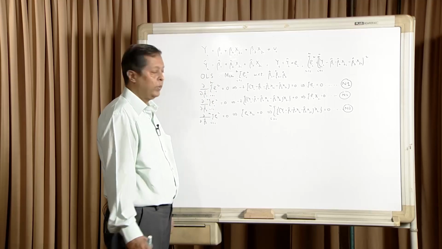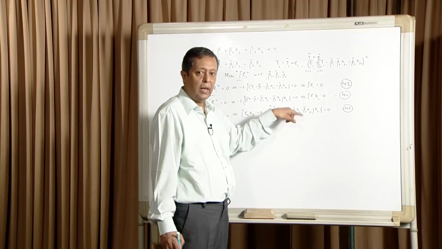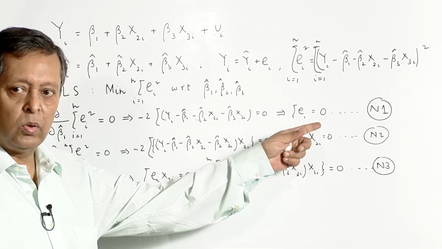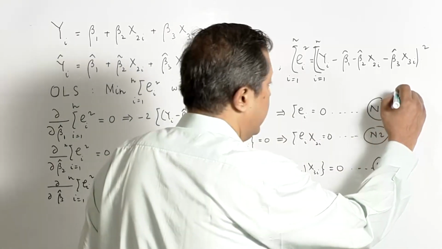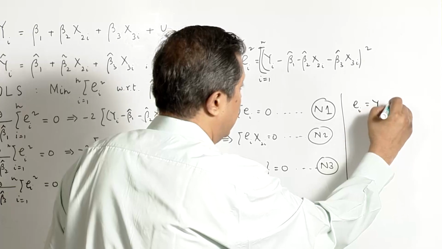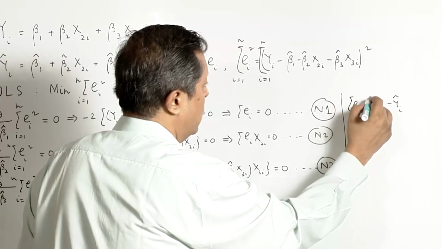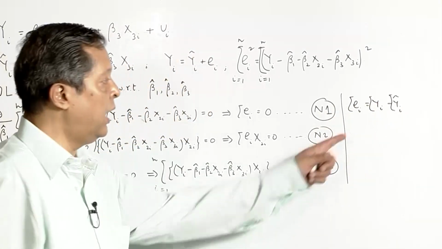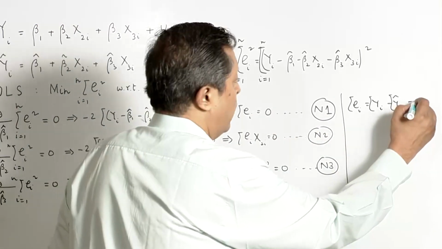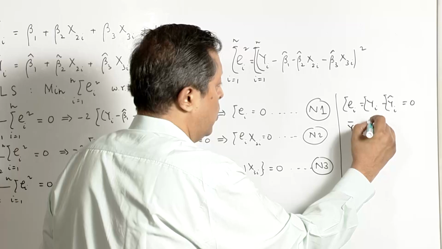We also have an easier way of making this derivation and getting beta 2 hat and beta 3 hat. What is it? Since summation e_i is equal to 0, we can write e_i is equal to y_i minus y hat i, and since summation e_i is equal to 0, therefore summation y_i minus summation y hat i is equal to 0. Therefore, we have one very important condition, that is y bar is equal to y hat bar.